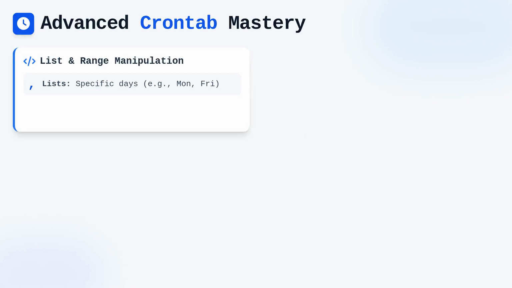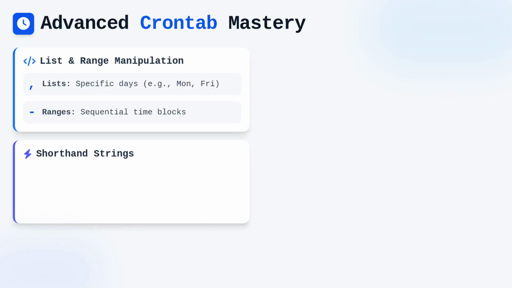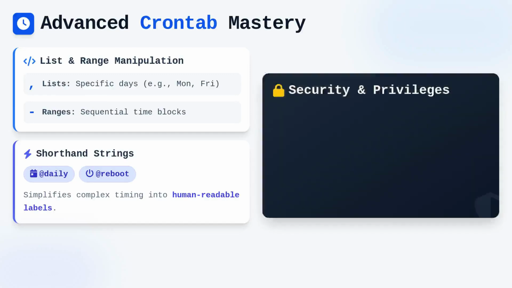Beyond simple time increments, the crontab syntax allows for list manipulation using commas or ranges using hyphens. If you want a task to run every Monday and Friday, you can specify that in the day of the week field, where Sunday is represented by 0 or 7. Advanced users often utilize special shorthand strings such as @daily or @reboot, which simplifies complex timing requirements into human-readable labels.